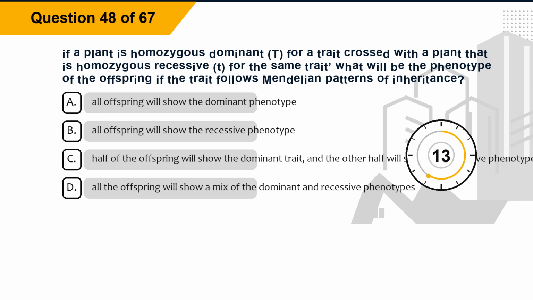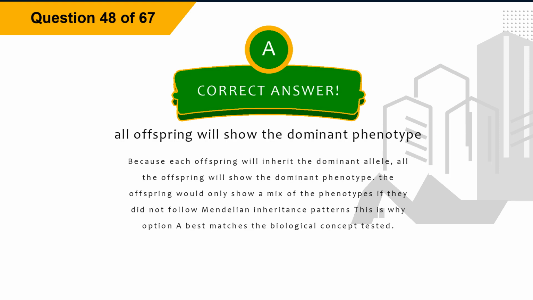Option B, all offspring will show the recessive phenotype. Option C, half of the offspring will show the dominant trait, and the other half will show the recessive phenotype. Option D, all the offspring will show a mix of the dominant and recessive phenotypes. The correct answer is option A, all offspring will show the dominant phenotype. Explanation. Because each offspring will inherit the dominant allele, all the offspring will show the dominant phenotype. The offspring would only show a mix of the phenotypes if they did not follow Mendelian inheritance patterns. This is why option A best matches the biological concept tested.